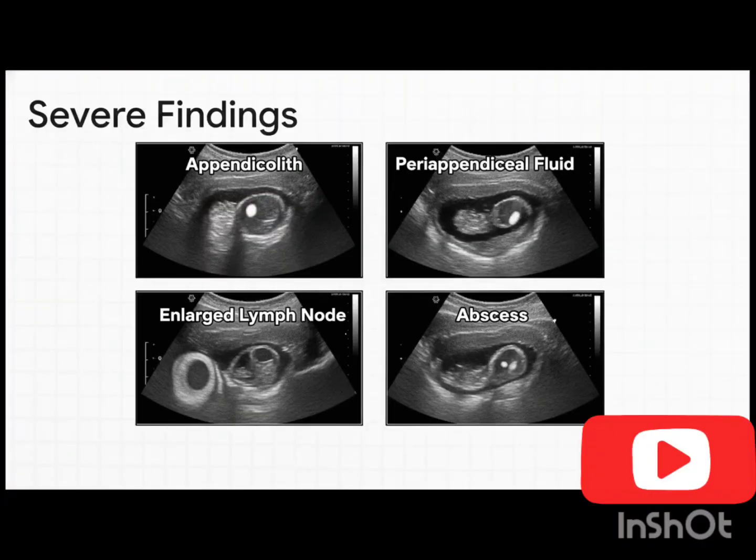A really skilled sonographer isn't just looking for the inflamed appendix itself. They are actively hunting for severe additional findings to prevent life-threatening events. They're looking for an appendicolith, which is a calcified stone literally blocking the appendix. They check for periappendiceal fluid leaking out around the area. They scan for enlarged lymph nodes nearby. And most dangerously, they check to see if an abscess has formed, which completely changes this from a routine surgery into a complex, high-risk medical crisis.